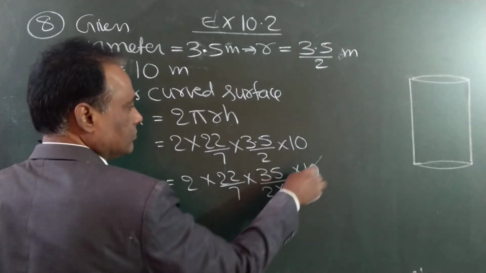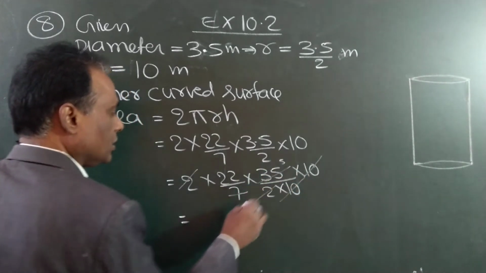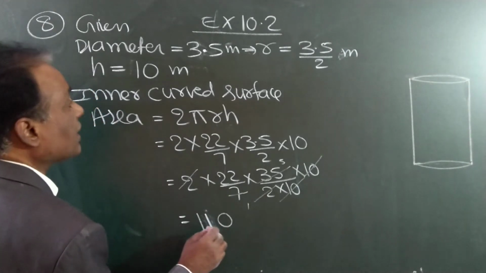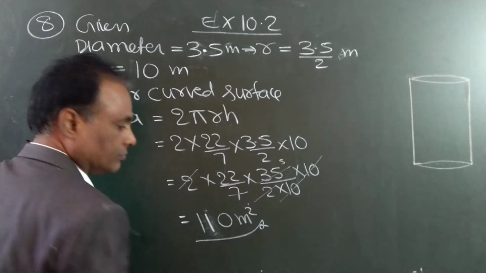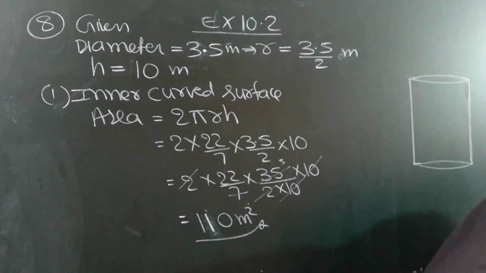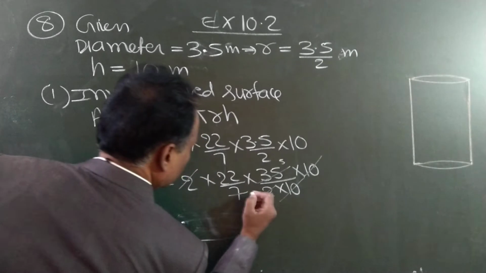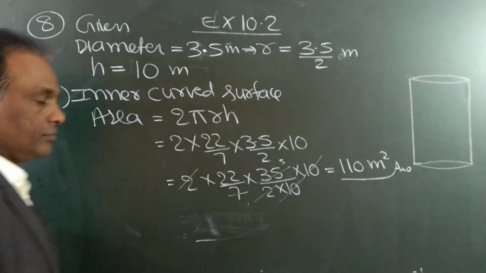10 and 10 cancel, 2 and 2 cancel, 7 ones are 7, 5 twos are 10. See students, it is 110. Area means square meter, so 110 meter square. First question over.